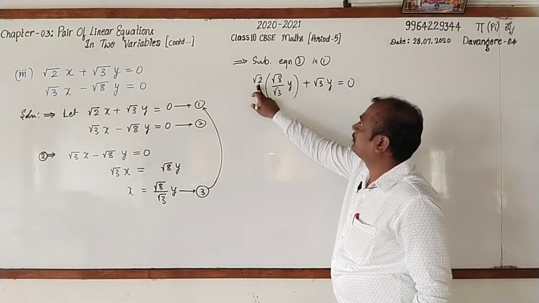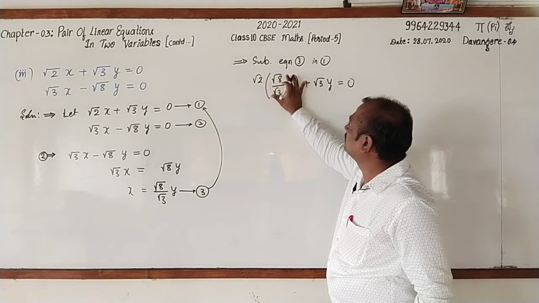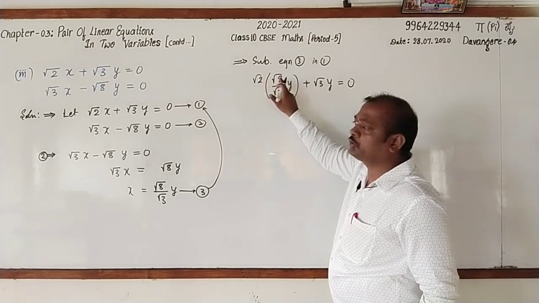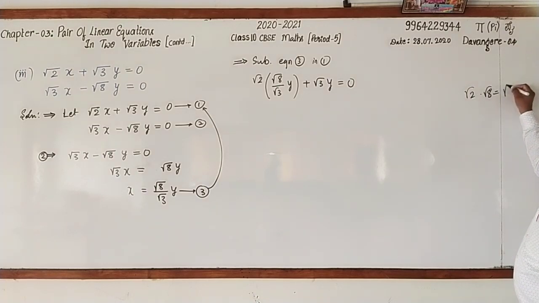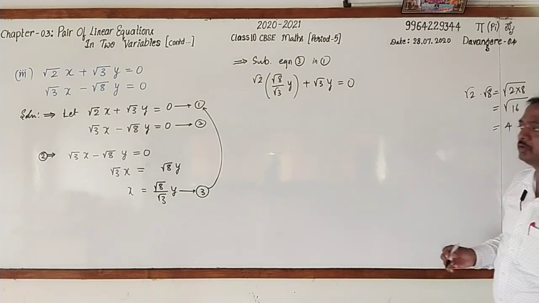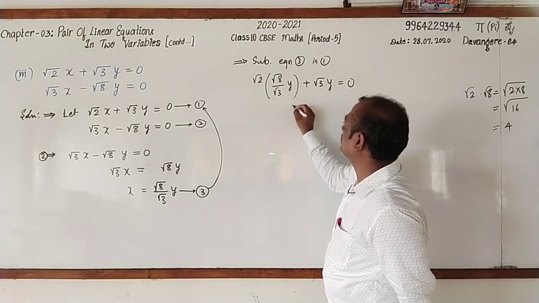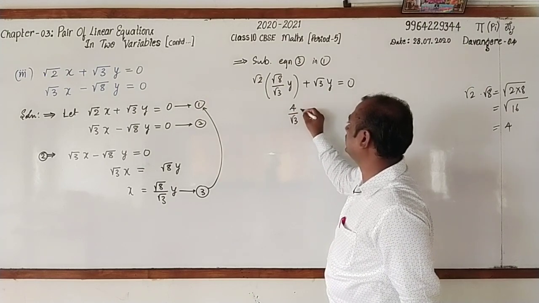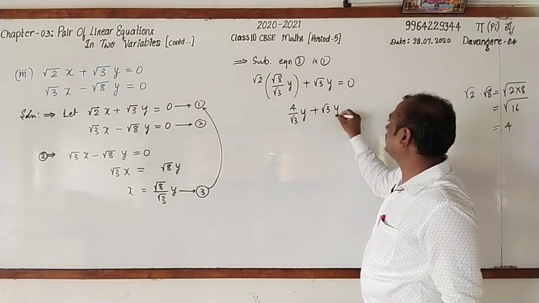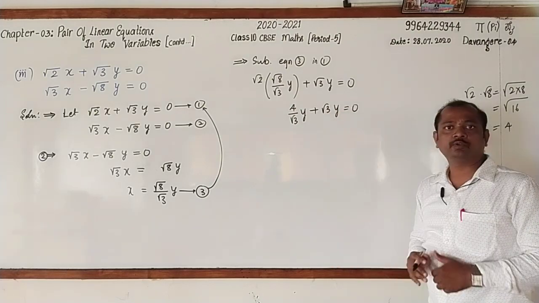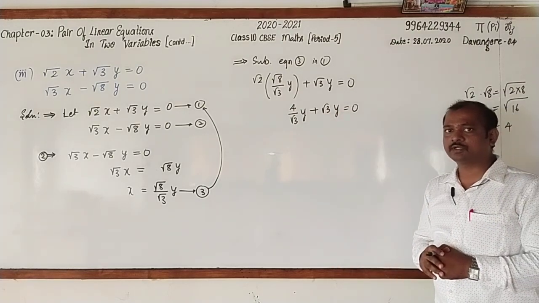Next, multiply root 2 with this term. What is root 2 into root 8? Root 2 into root 8 can be written as square root of 2 into 8. 2 8s are 16. Root 16 is 4. So it can be written as 4 by root 3 into y plus root 3 into y. This is equal to 0. Is it not?